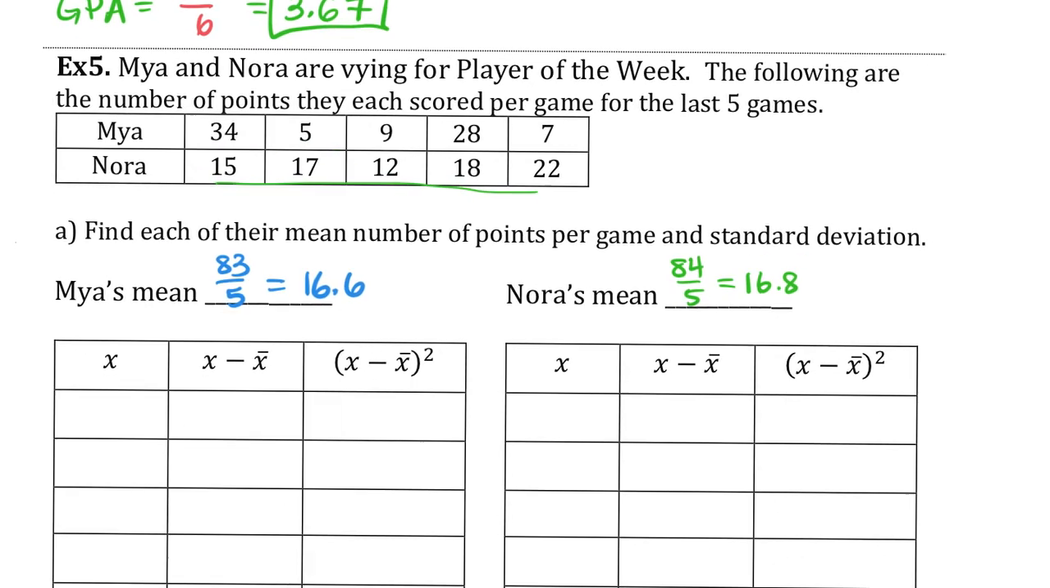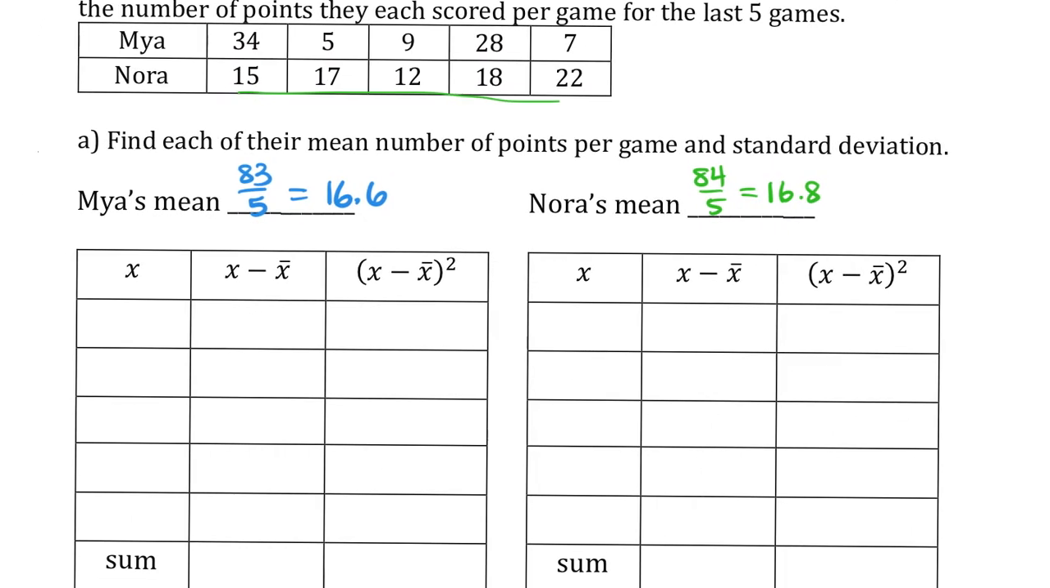Okay, we're going to compare their standard deviation. So let's do Maya first. Let me write all her points along here. So she had 34, 5, 9, 28, and 7. What was her mean? Her mean was 16.6. So I'm going to do x minus 16.6. And I'm going to pause while I enter everything in my calculator. Okay, so I filled out my first column, and then just to make sure I do it right before I square it, I'm going to add up this column. And do I get 0? Yes, I get 0, which means that I'm correct.